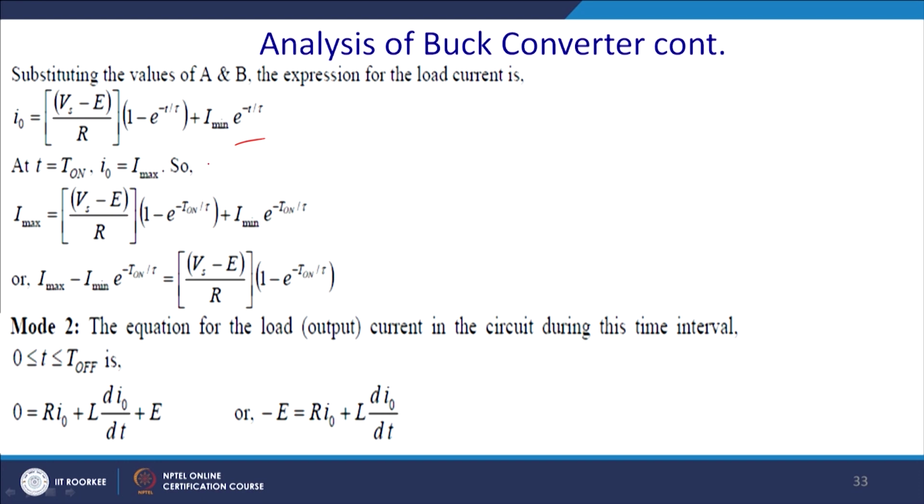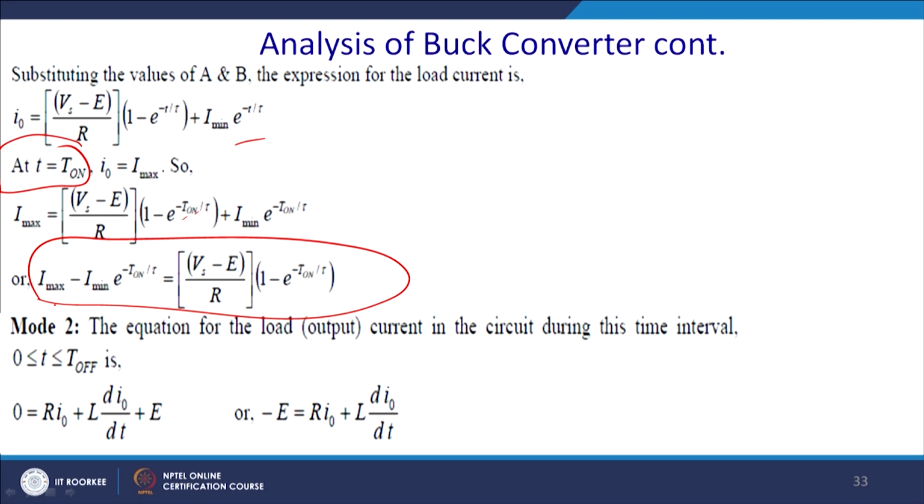So, I mean e to the power T by tau. At T on, I0 equals I max. So, you can substitute that value of I max here, Vs minus E by R, 1 minus e to the power minus T by tau; instead of tau you just substitute T on by tau. So, you get this expression: I max equals Vs minus E by R, 1 minus e to the power minus T on by tau. So, this is the equation for mode 1.